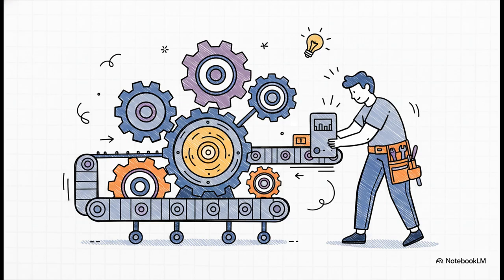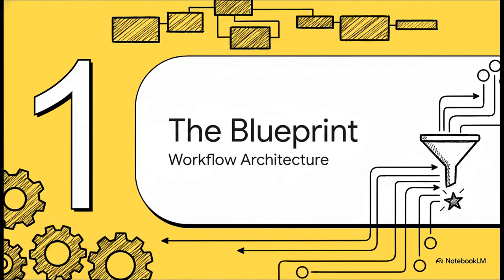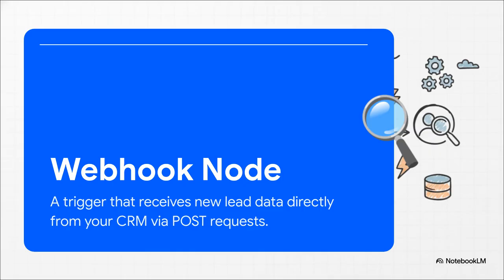So how exactly does a system like this come together? Let's take a look at the architecture. Part 1. The Blueprint, n8n Workflow Architecture. It all starts right here with the webhook node. You can think of this as the starting line of your automation race.